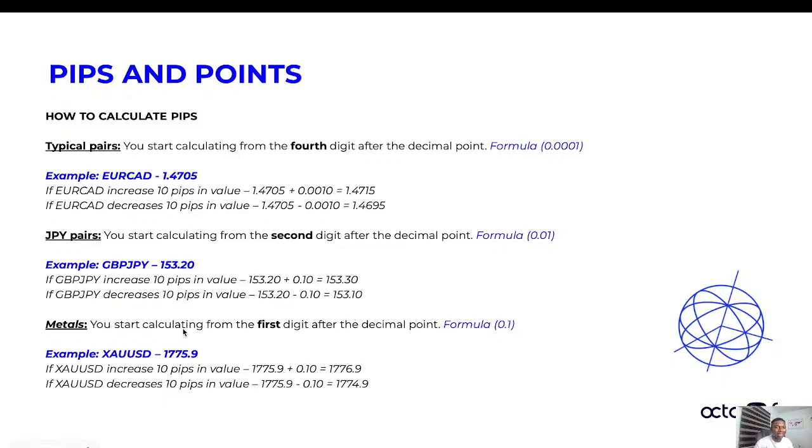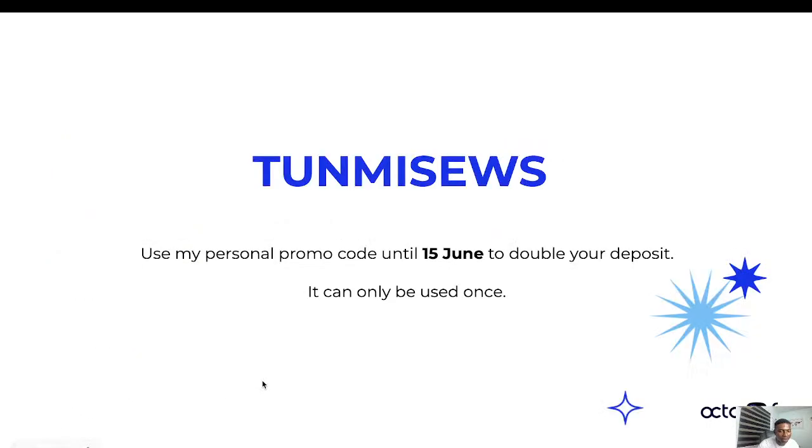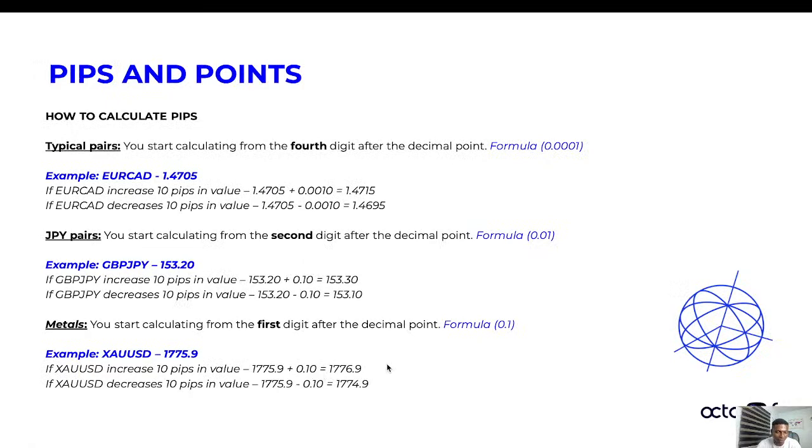Now for metals, you start calculating from the first digit after the decimal point, because if you look at it now, from here you start calculating from 5. All right, the first digit after the decimal point, 1775.9. So if there is a 10 pip increase in the value of gold USD, we'll be having the current price, which is 1775.9 plus 0.10, all right, which now equals 1776.9. Okay, same thing goes with any decrease in the value.